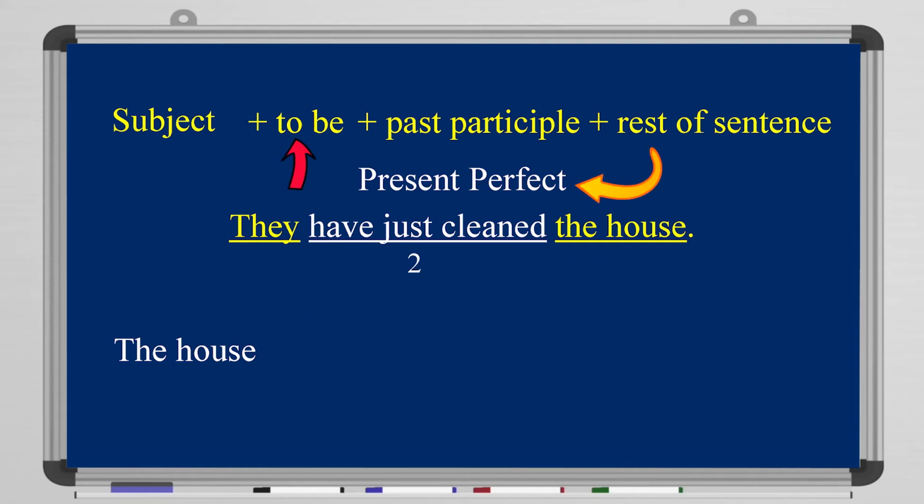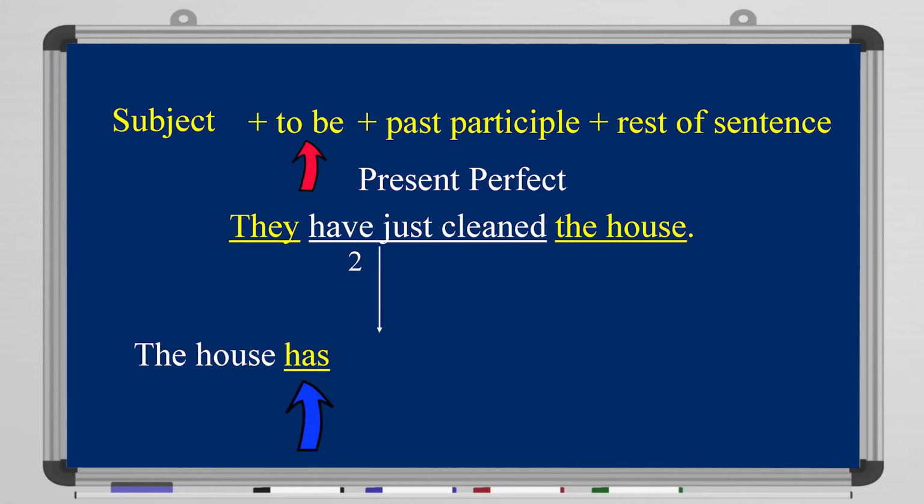I need to put either have or has. Why? Because the verb is in the present simple. So what do I put? Have or has? The house. Has. Very good. And then what do I put? Just. Very good. And then what do I put?